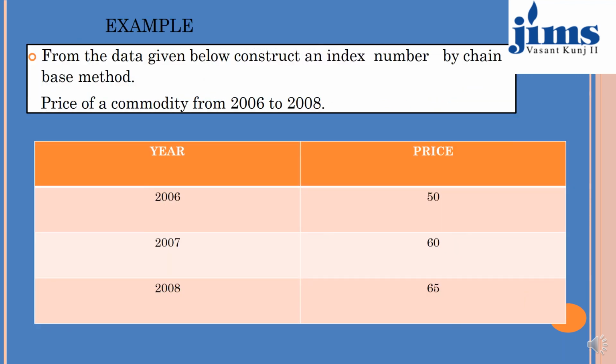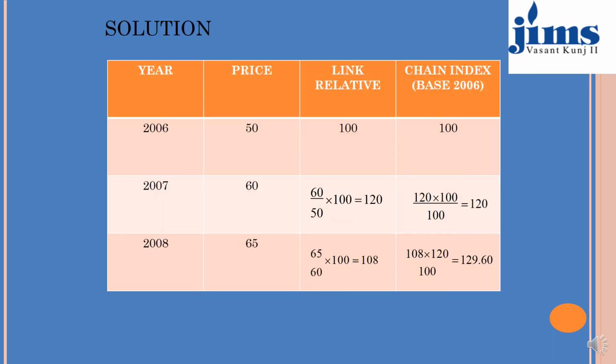Here the years and prices are given. How do we find the chain index number? First we have to find the link relative. The first year we consider as 100. Next we take 60 by 50 into 100, which is equal to 120. Similarly, the next is 65 by 60 into 100, where 60 is the previous year's price.